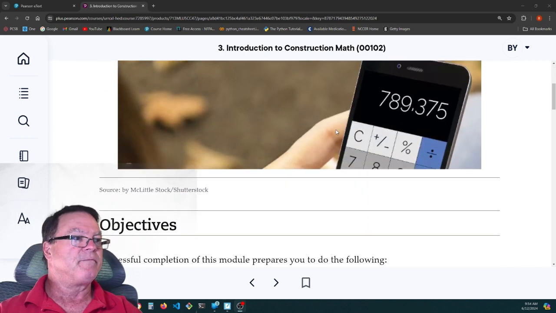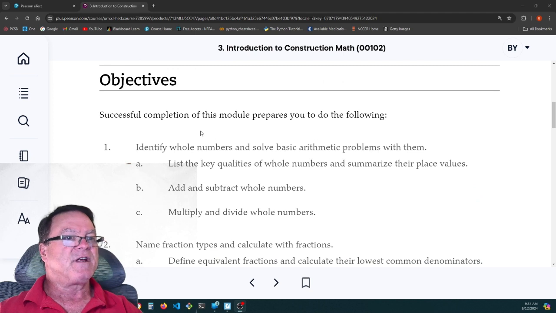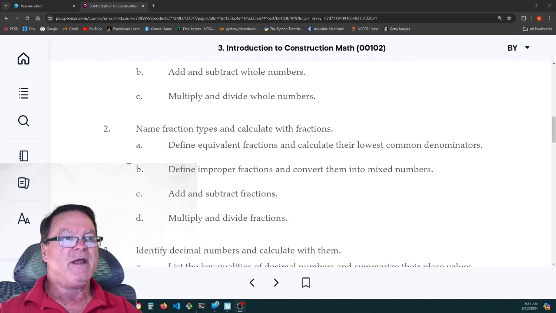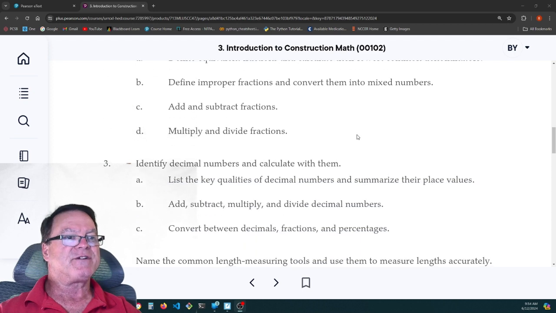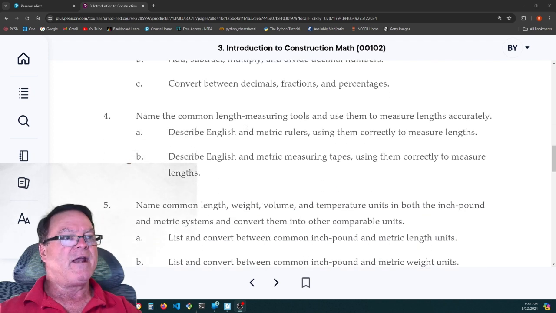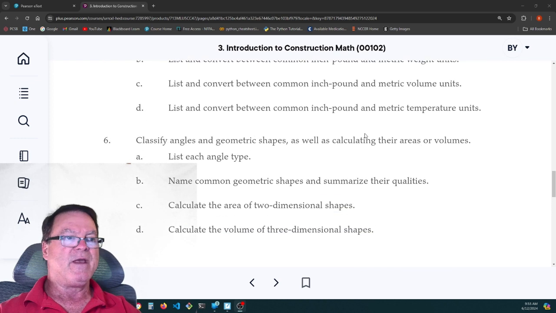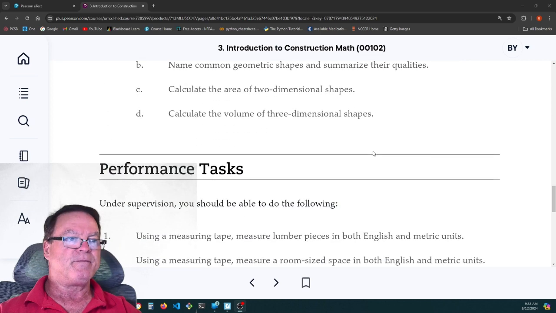Introduction to Construction Math. Successful completion of this module will prepare you to do the following. Identify whole numbers and solve basic arithmetic problems with them. Name fraction types and calculate with fractions. Identify decimal numbers and calculate with them. Name the common length measuring tools and use them to measure lengths accurately. Name common length, weight, volume, and temperature units in both the inch pound and metric systems and convert them into other comparable units. Classify angles and geometric shapes as well as calculating their area or volumes.